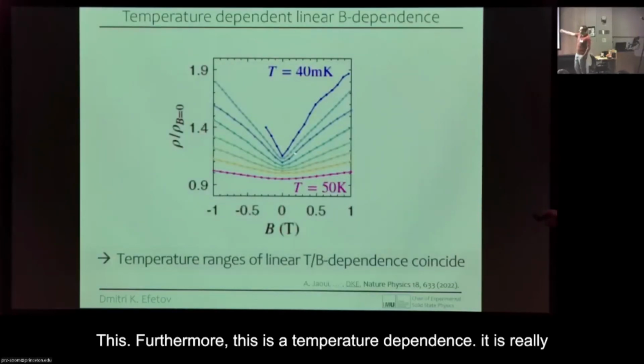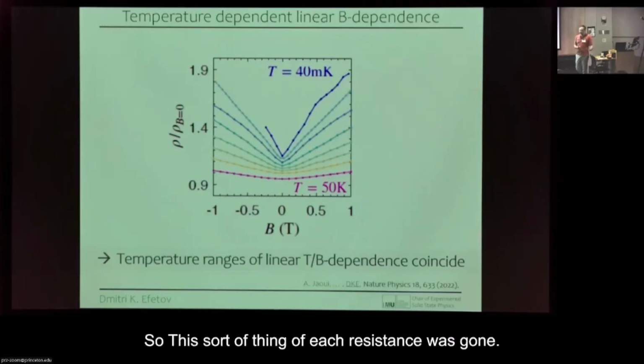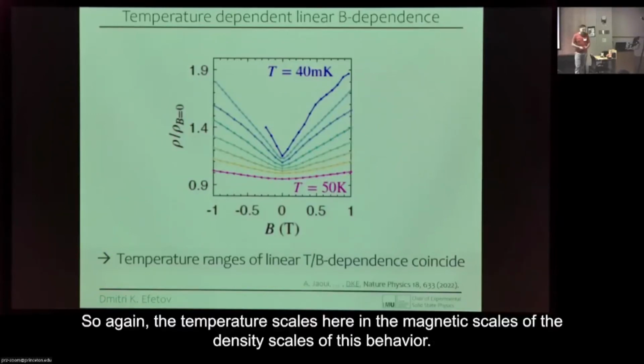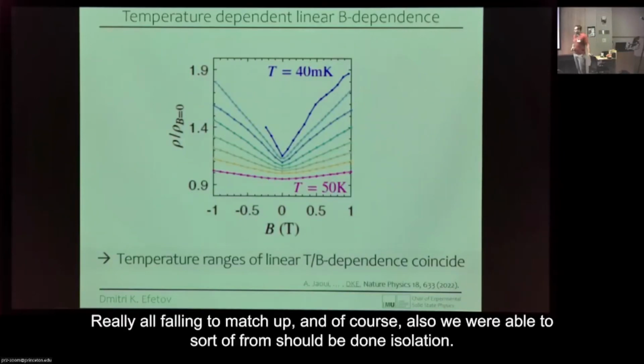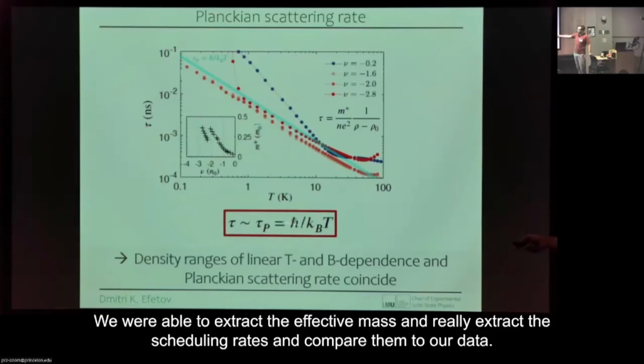Furthermore, this linear magnetoresistance also survives up to the same temperatures as the linear temperature dependence. So at around 50 Kelvin, this linear magnetoresistance was gone. So again, the temperature scales, the magnetic field scales and the density scales of this behavior all seem to match up. And of course, from Shubnikov-de Haas oscillations, we were able to extract the effective mass and the scattering rates and compare them to our data.